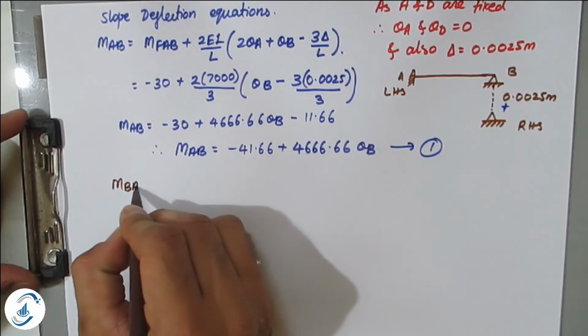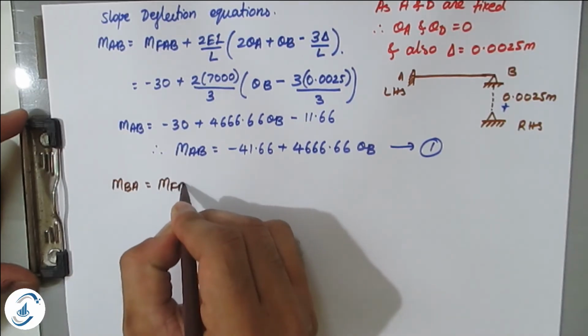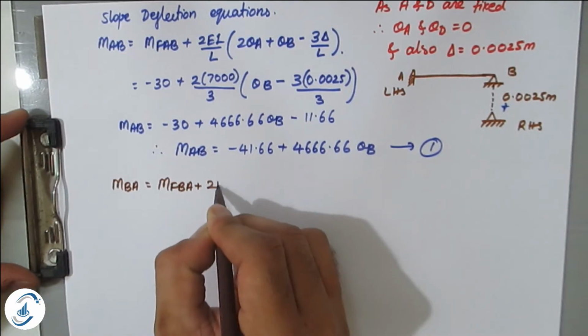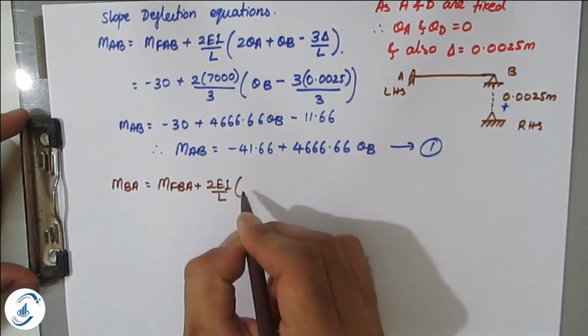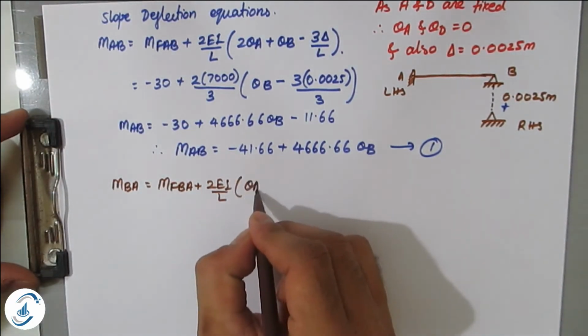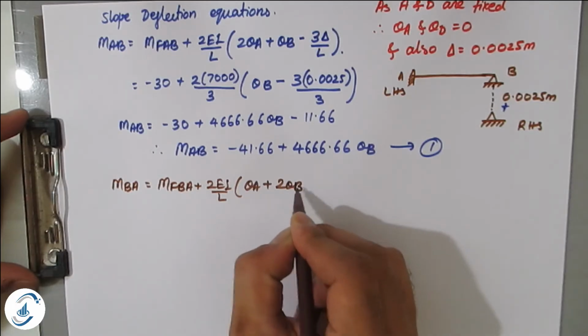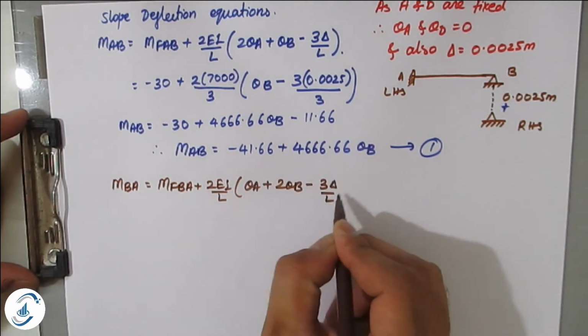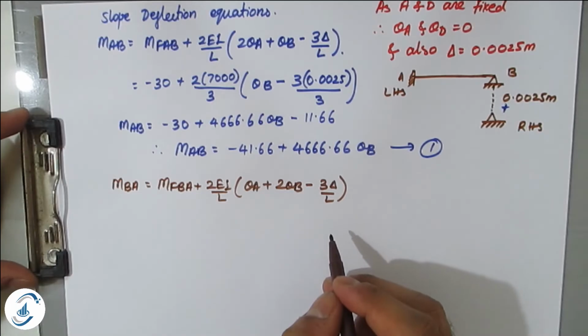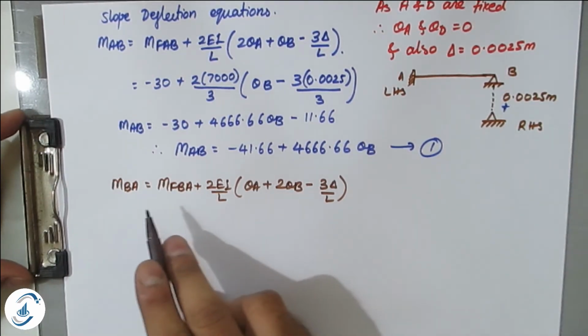MBA, MFBA plus 2 EI by L, now 1 time theta A plus 2 theta B minus 3 delta by L. So this will be the slope deflection equation for this moment BA.